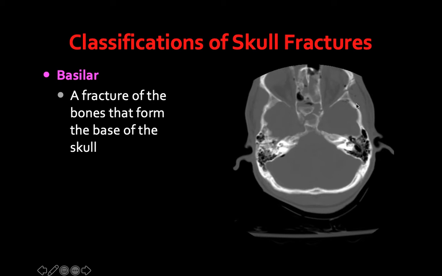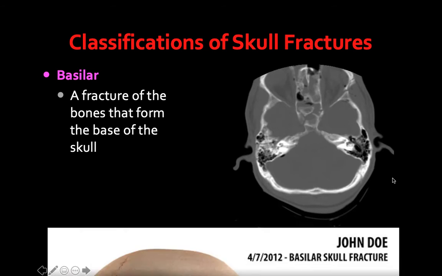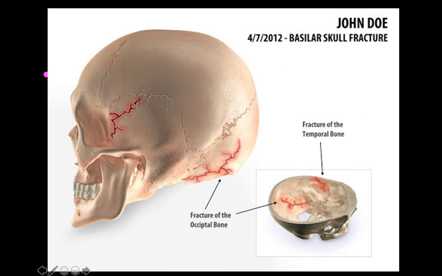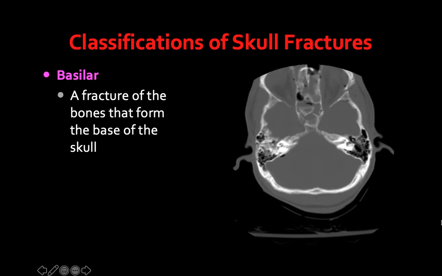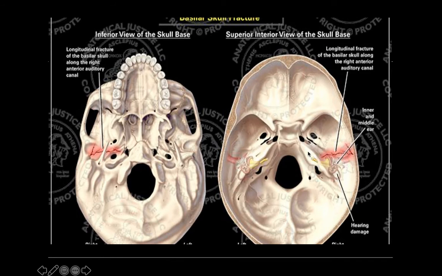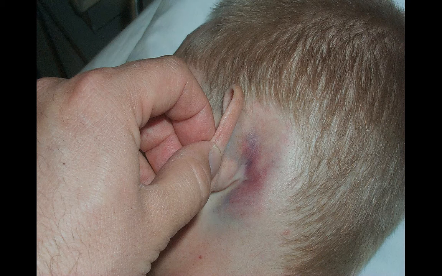And so you can see here, you see a fracture here in the base of the skull. And then you can have fractures in the temporal region and then down here in the base. And more fractures in the base of the skull. And then this shows you the bleeding behind the ears.